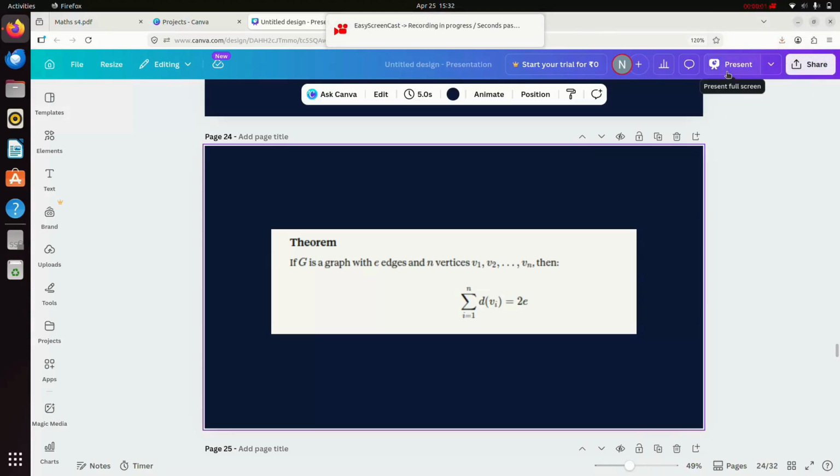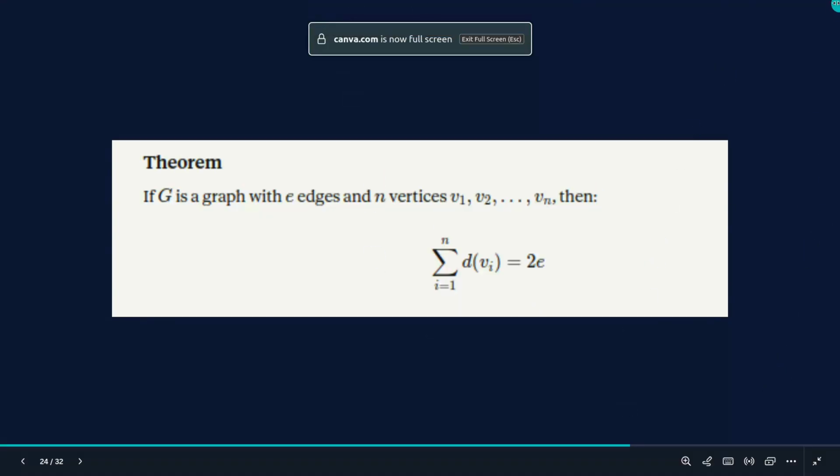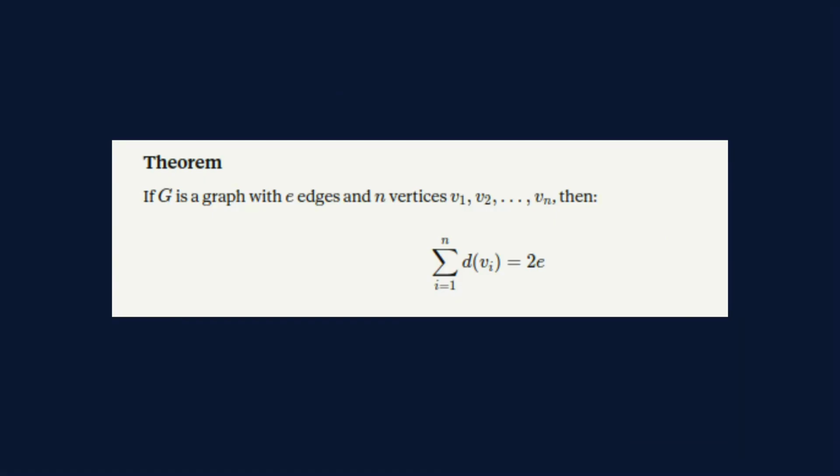So we are going to learn the first theorem in our first module. While writing theorems, you have to learn the proof very well, because mainly we need to write the proofs in our examination.